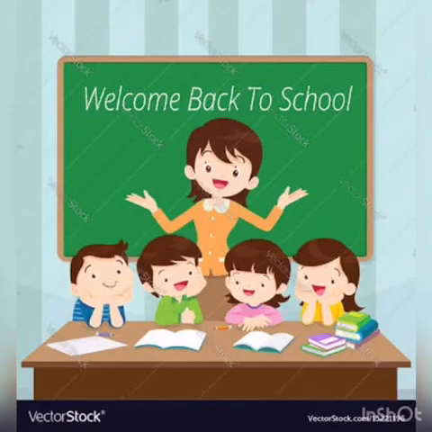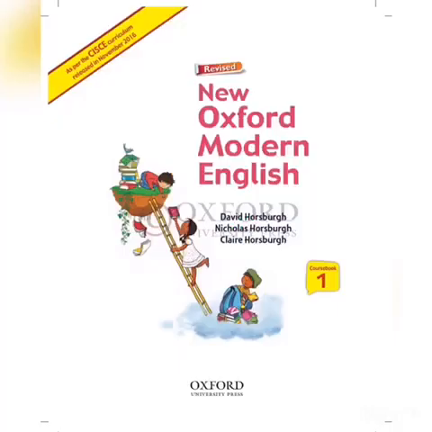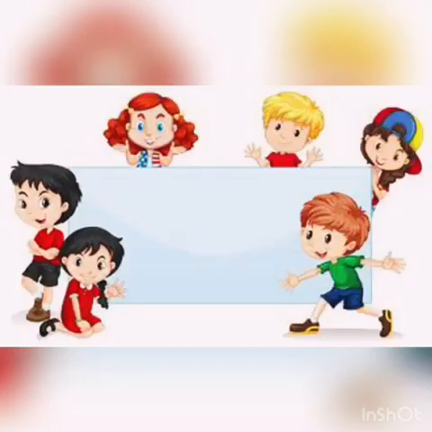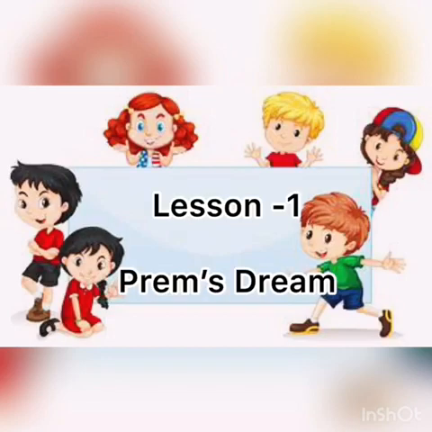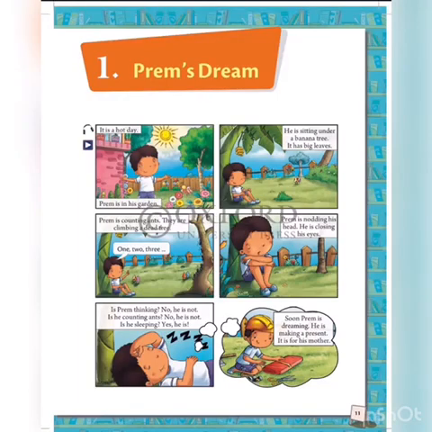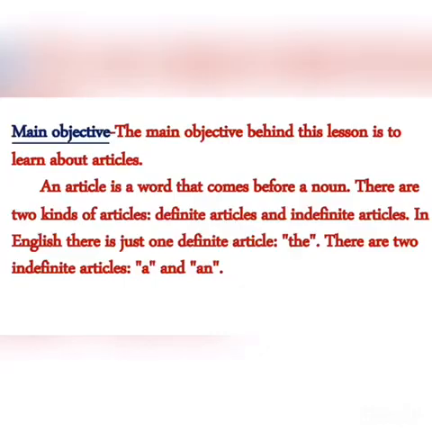Dear students, this is our textbook New Oxford Modern English Grade 1. Today we are going to learn lesson number 1 from this book. The name of our chapter is Prem's Dream. Before we start our lesson, I will tell you the main objective behind the chapter. The main objective behind this chapter is to learn about articles.